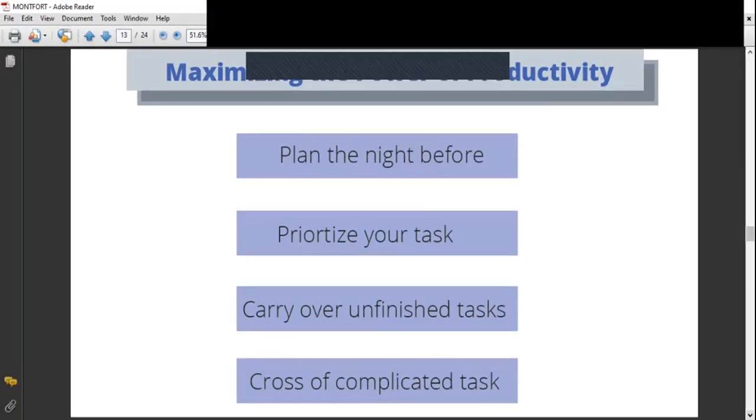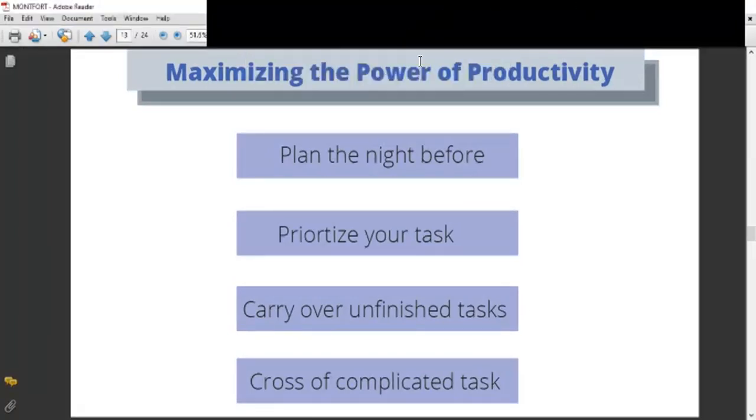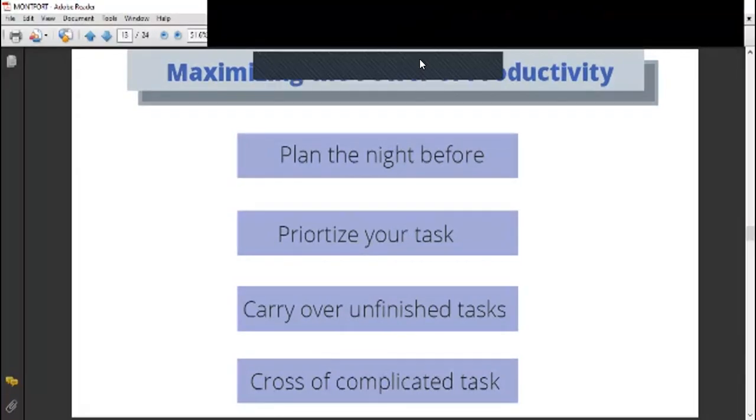Then carry over unfinished tasks. Yes, it happens with everybody. It's not that only me or you face this problem. No, it happens with everybody that we have to carry over our unfinished tasks. Sometimes we get caught up in some other activities that are urgent for us, we cannot leave that work, so we are unable to finish the task we planned. So in that case, we can carry that work to some other day, maybe to the next day, and we can finish that task.